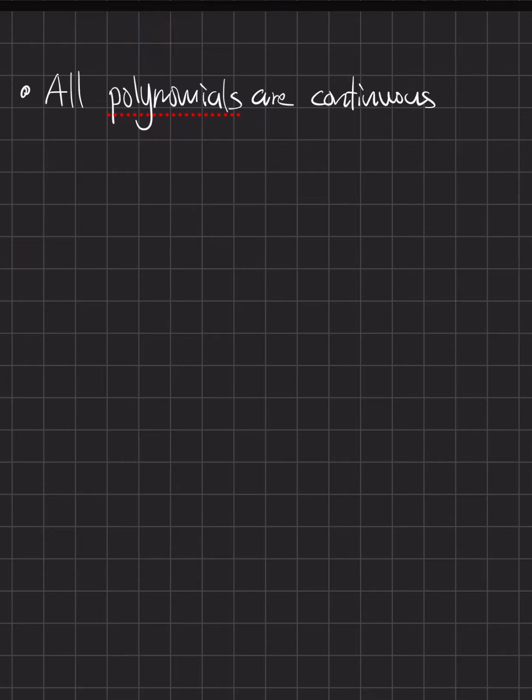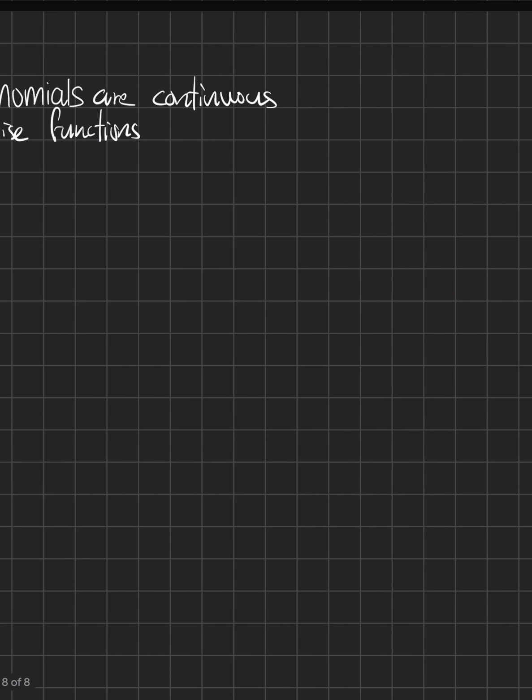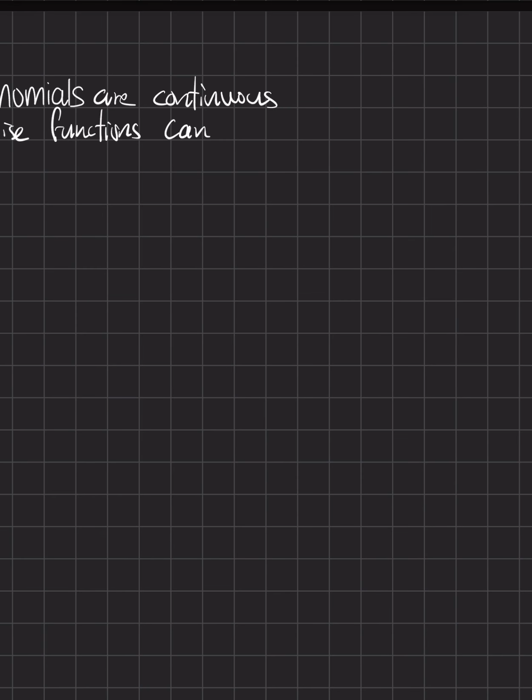And then a couple more key things to know when you're trying to figure out if a function is continuous or not is that all polynomials are going to be continuous. And another thing to remember is that piecewise functions can or cannot be continuous.